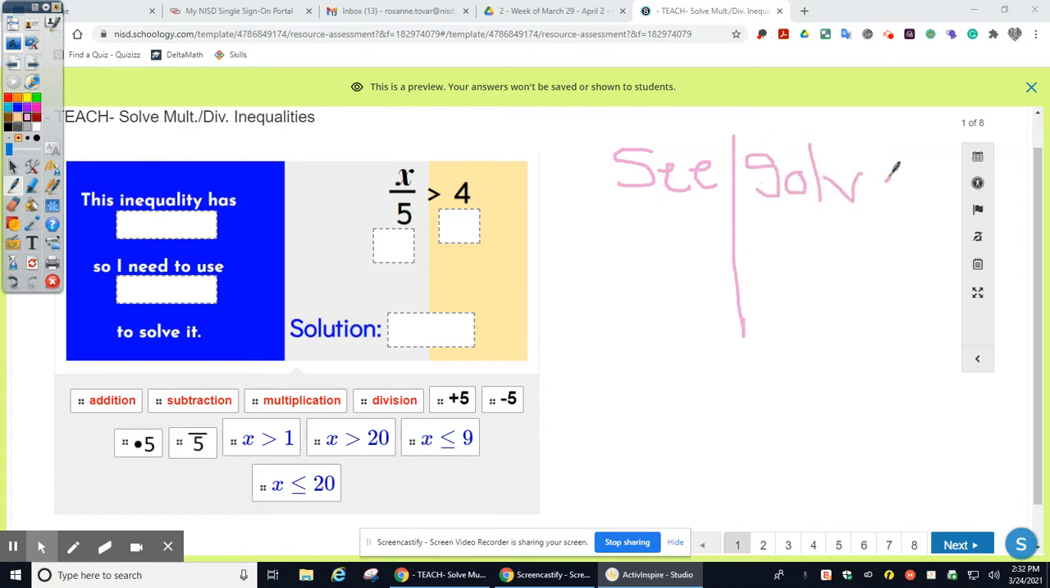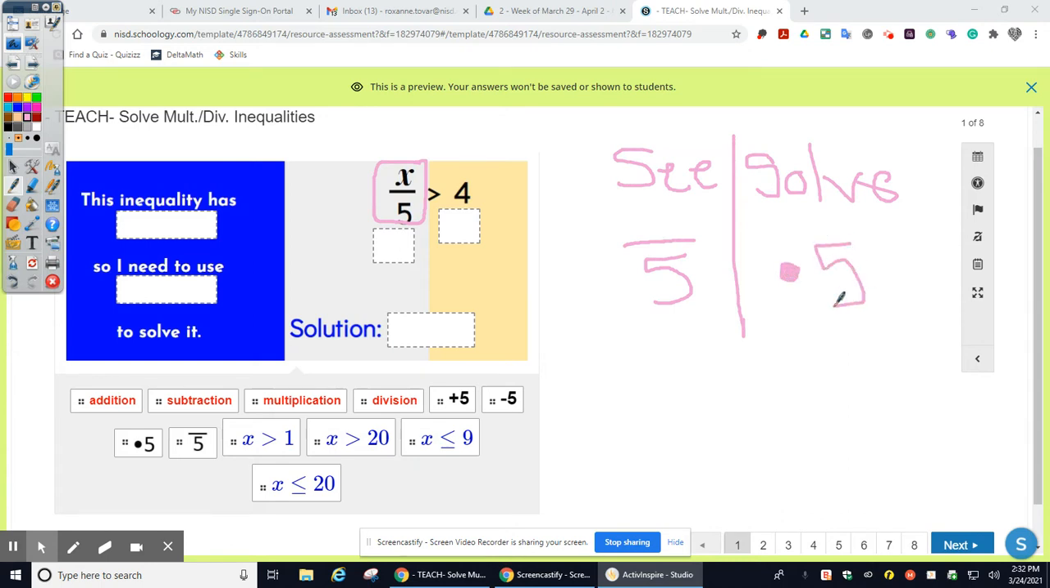What you see is what the inequality has. How to solve it is going to be the opposite of what you see the inequality has. So remember here, we see x being divided by 5. We want to see what is happening to our variable, what is happening to our letter. So what we see is dividing by 5. So the opposite of dividing by 5 would be multiplying by 5.